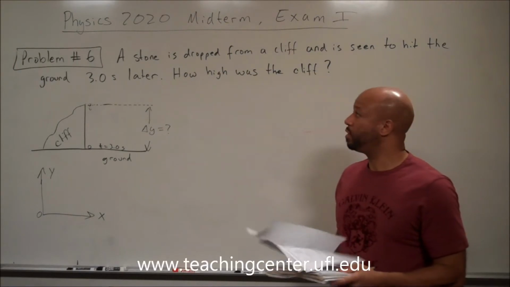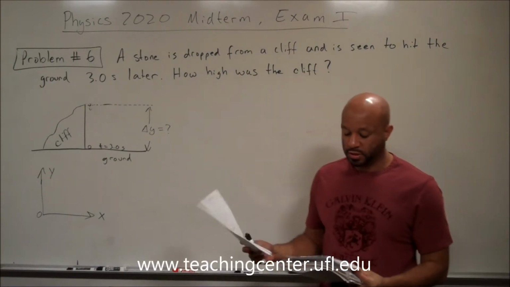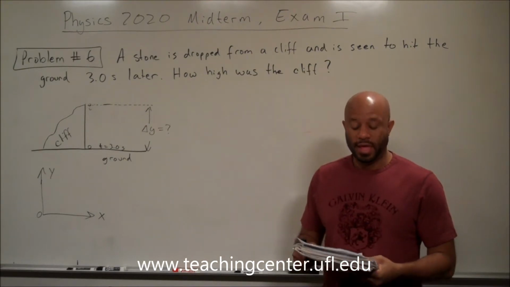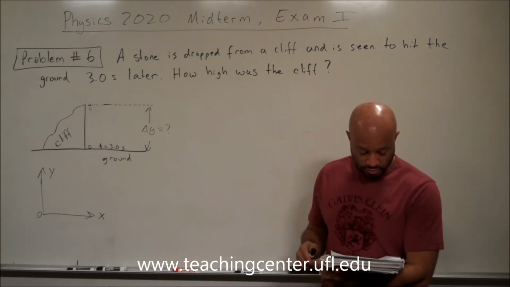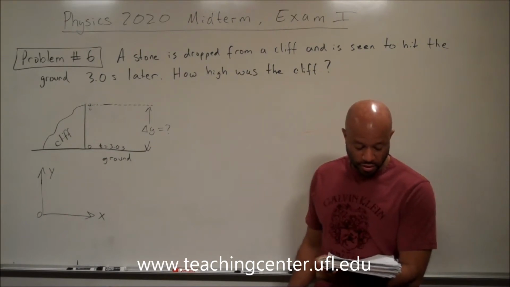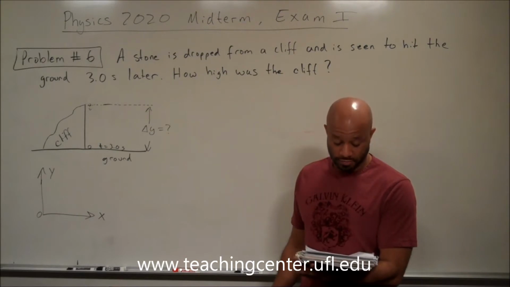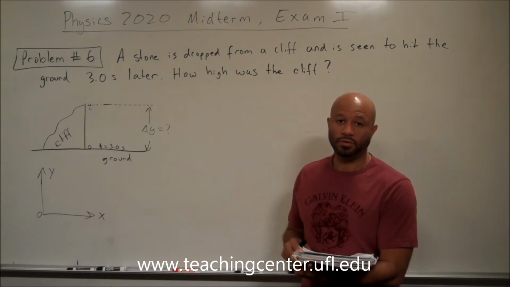Okay, so I'm going to work through problem number 6 for the Physics 2010 Midterm Exam 1. This problem says that a stone is dropped from a cliff and is seen to hit the ground 3.0 seconds later. How high was the cliff?